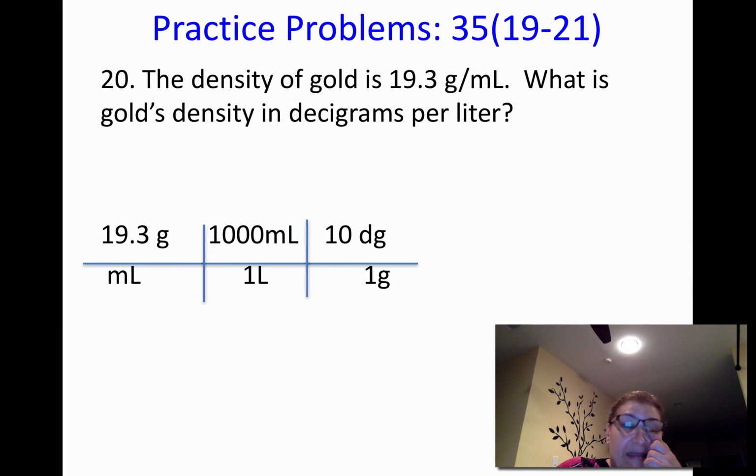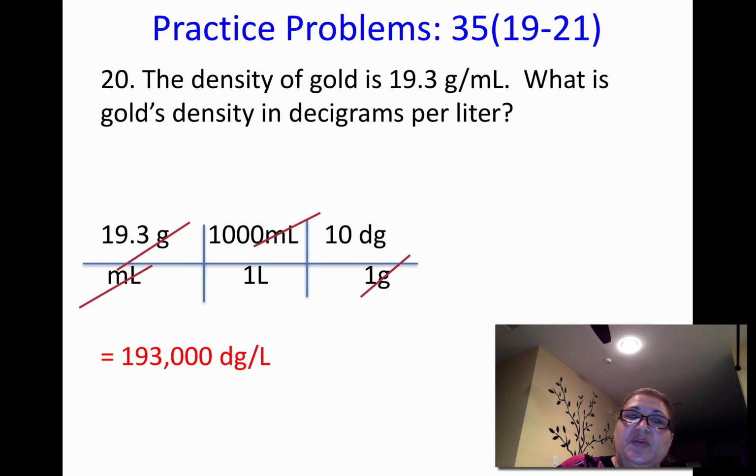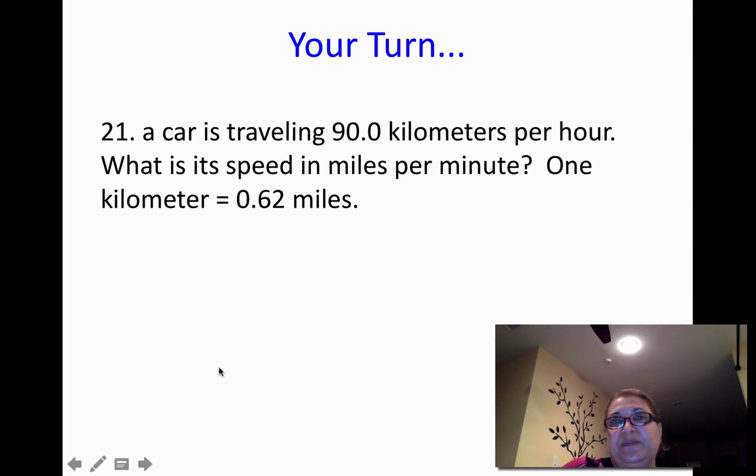Now 20, the density of gold is 19.3 grams per milliliter. What is the gold's density in decigrams per liter? Convert grams to decigrams. So there's 10 decigrams per gram. And in milliliters, there's 1,000 milliliters per liter. So we multiply 19.3 times 1,000 times 10, we get 193,000. Okay, and 21 was for homework.